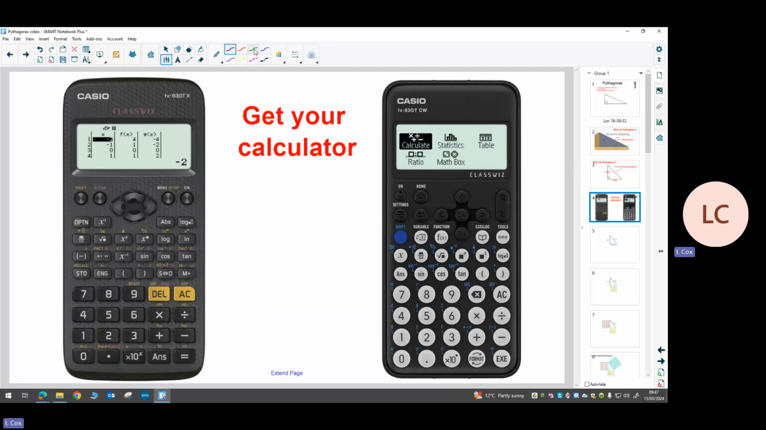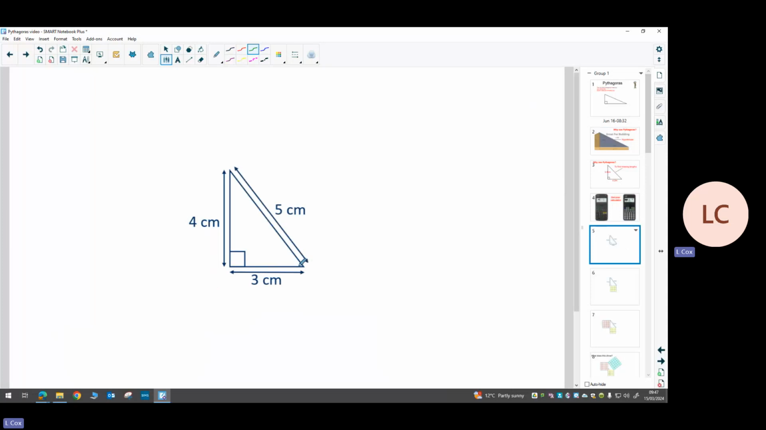We are going to be using these buttons, the squared button and the square root button. On the newer style calculator, we've got squared here, we've got square root there. Here's a triangle, and I have written all of the sides on it, 3, 4, and 5. I want to try and explain to you how Pythagoras works.